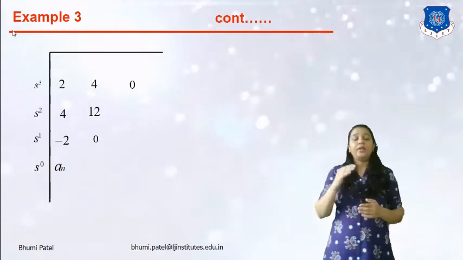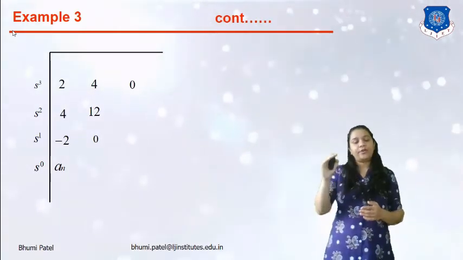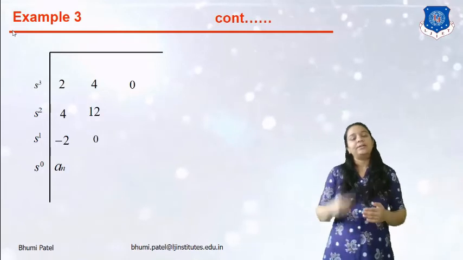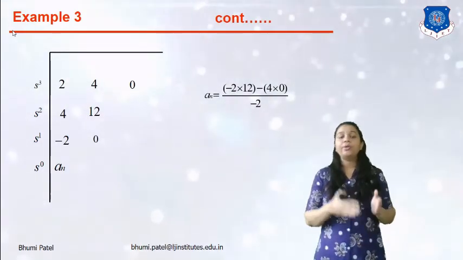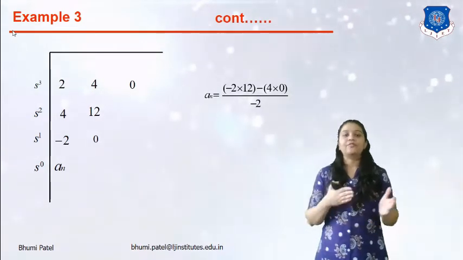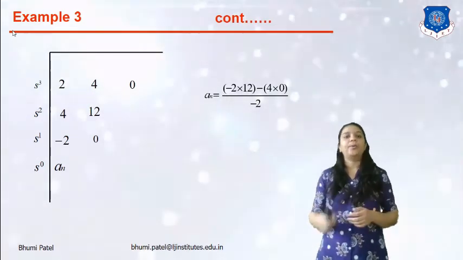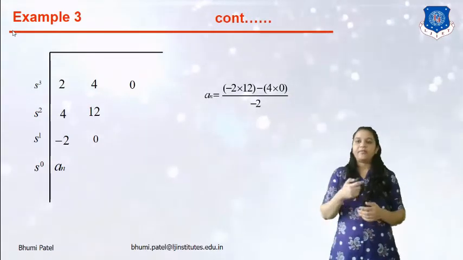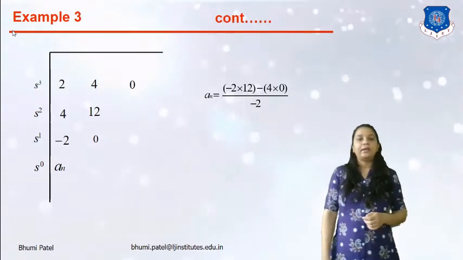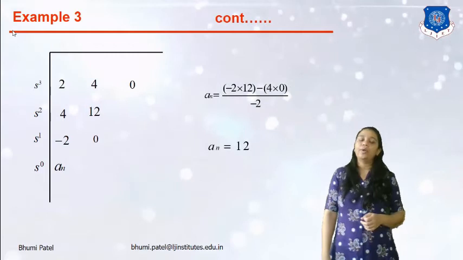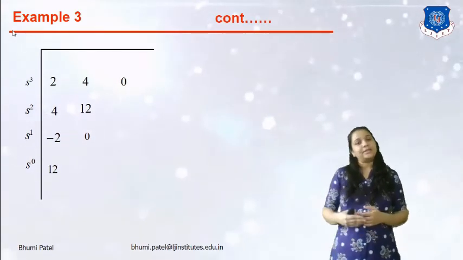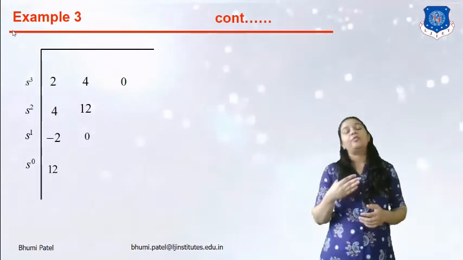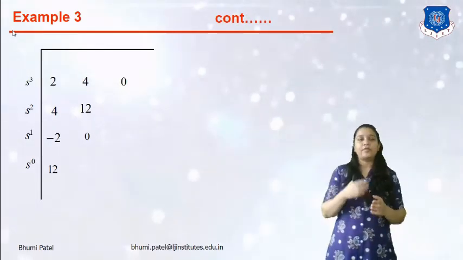So for that we have to skip the first row and consider the second and third row. So the equation will become (-2 × 12 - 4 × 0) / -2. Simplify this equation and we can get AN is equal to 12. So put the value of AN in this table.